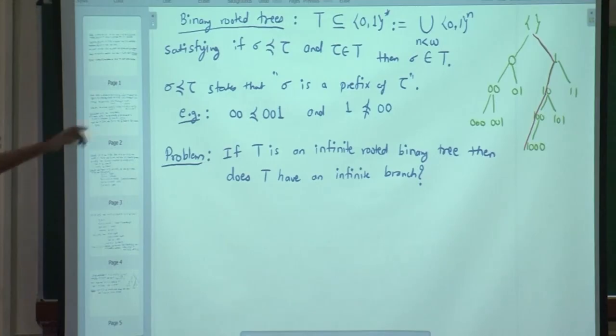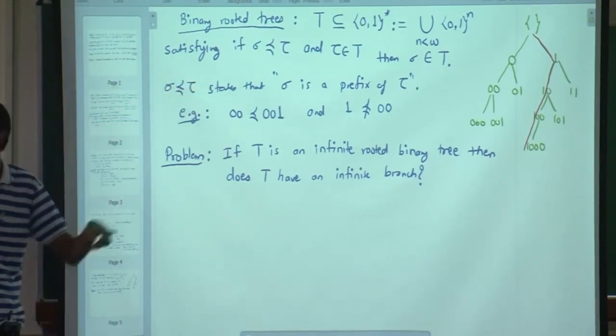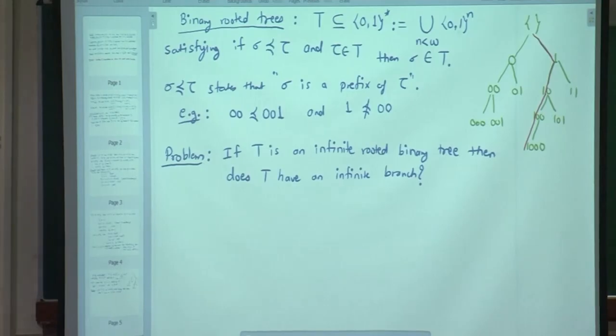How are we defining an infinite rooted binary tree? Oh, the definition is still the same. {0,1} star. Yeah, you look at this, {0,1} to the power n. So this is a finite sequence, obviously. So a countable union of finite sets is countable. So I'm giving you a countably infinite rooted binary tree. So it still fits the bill. Yeah, the definition is valid. I never said T has to be finite. I gave you an example of a finite tree, but that doesn't mean T has to be finite.